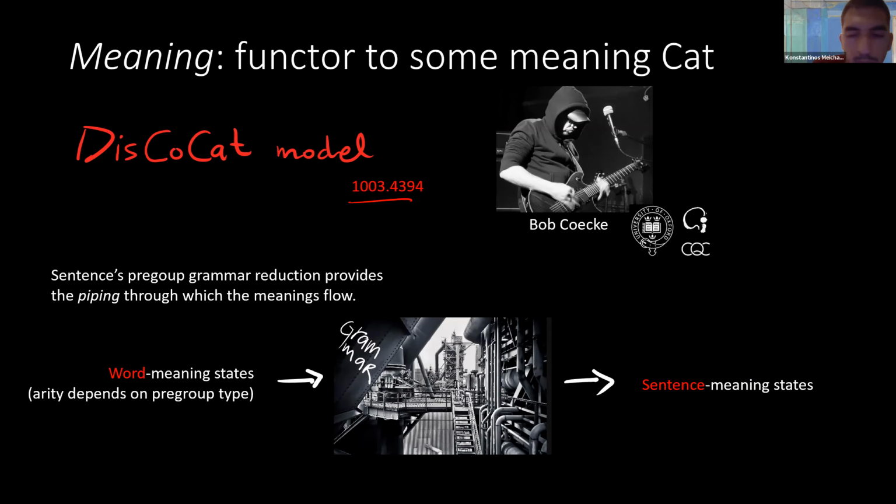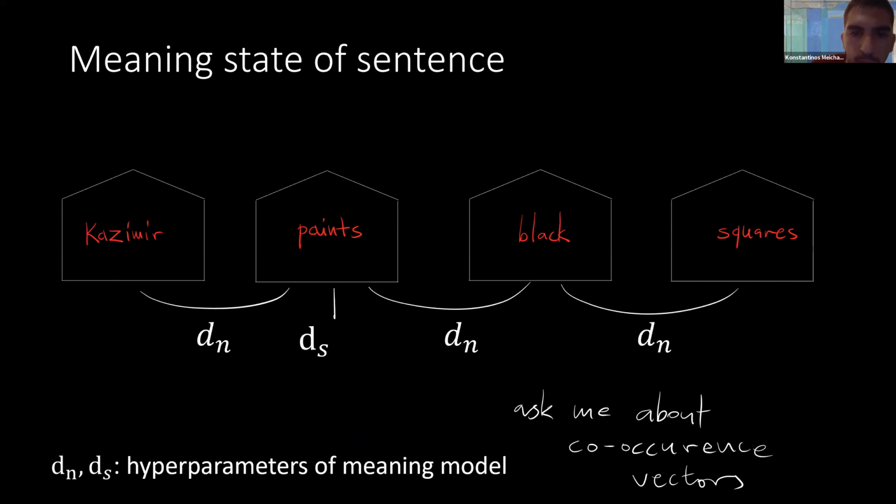So in high level intuitive explanation, I would say that word meaning states go into the grammar, which is the piping through which the meanings flow, and then the sentence meaning as a whole is combined from the meanings of the individual words according to the grammar. This is the idea here, and this is how it looks with the diagram.